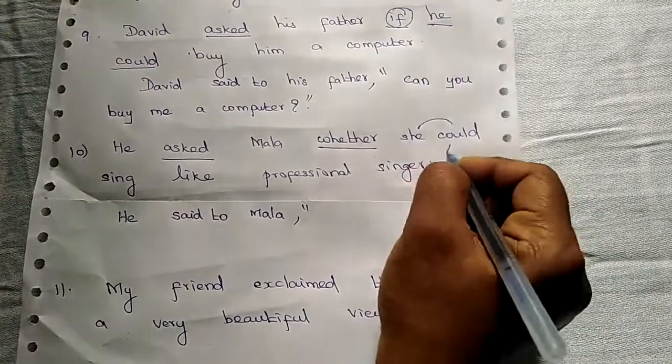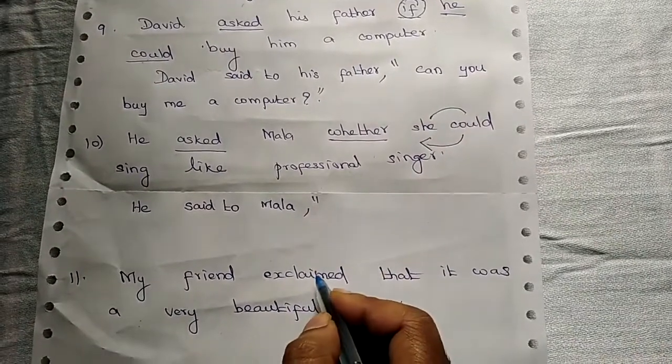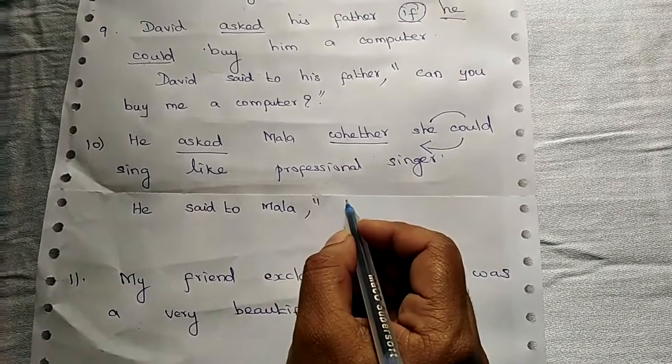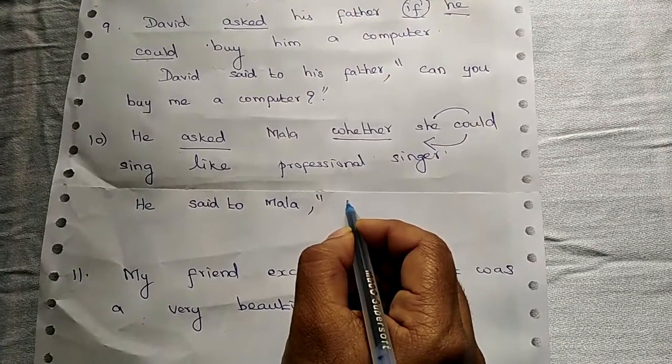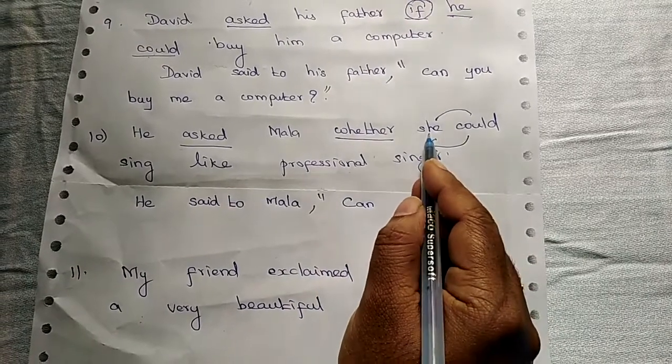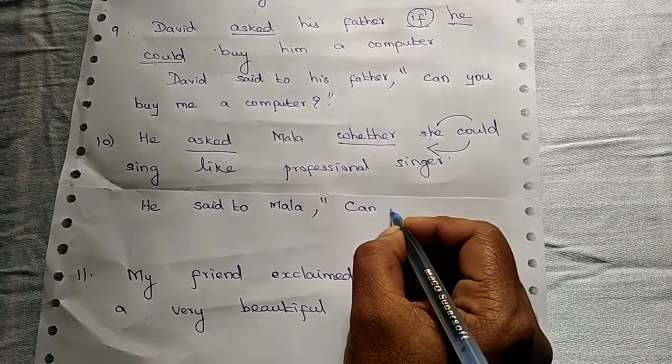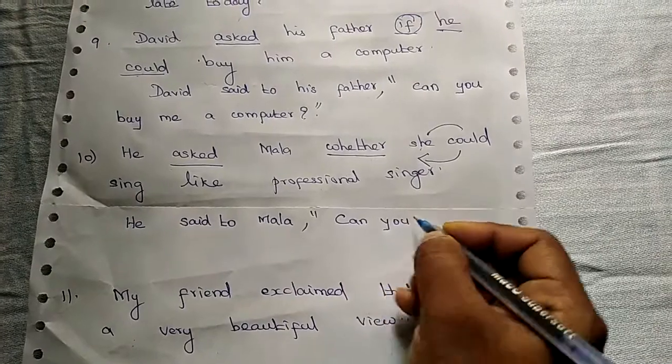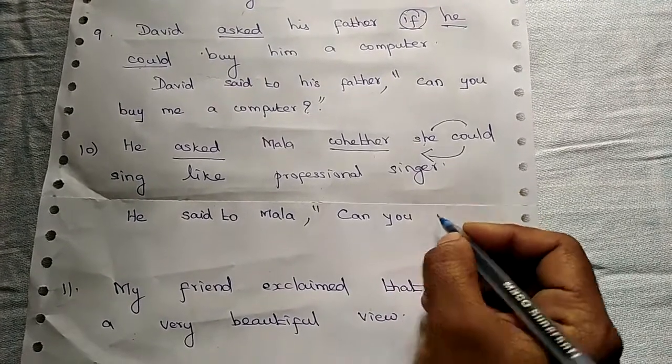Then the interchange of words. Okay. So, first the word could will come. How will the could change here? Tell me. Can. This she will change into? Yes, correct. You. Can you? Okay, the interchange of words, keep in mind.